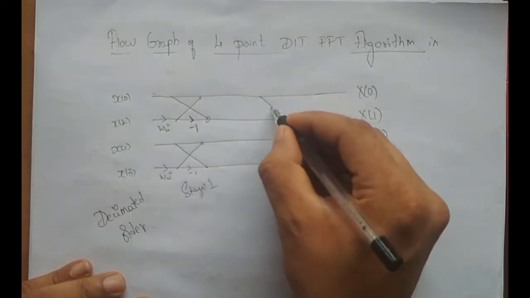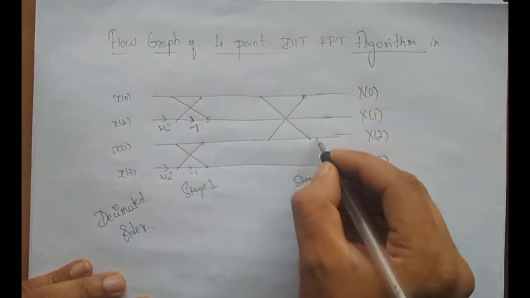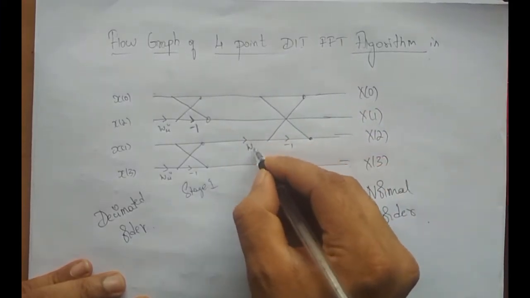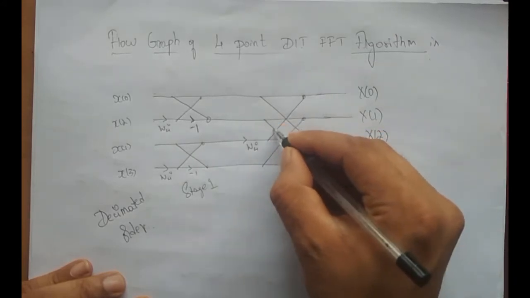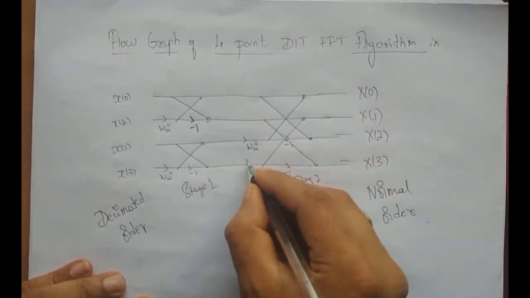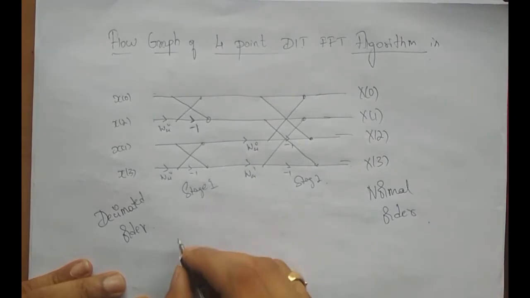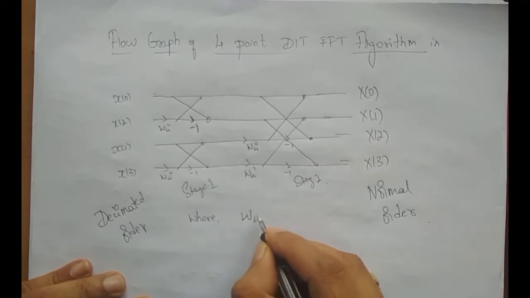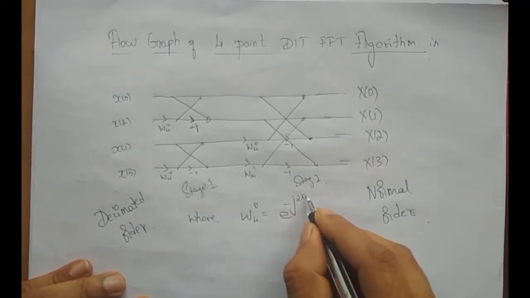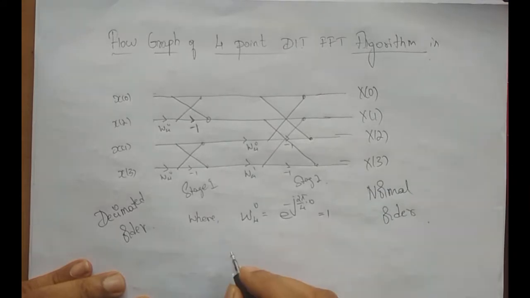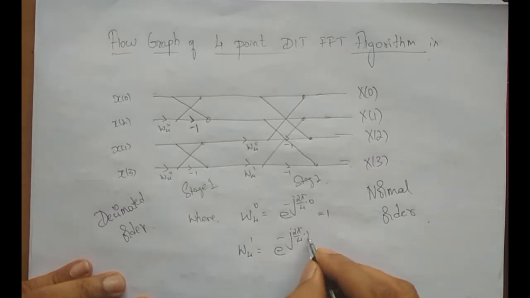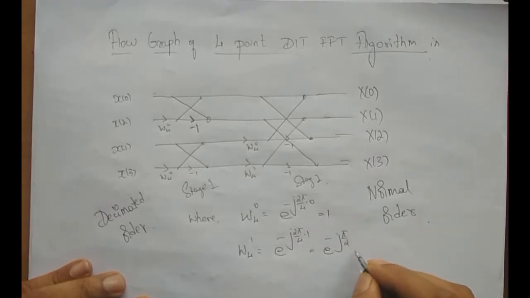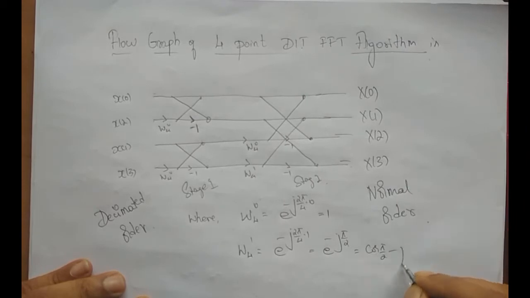Okay, and in the second stage, the butterfly is in between the first and third line. So here it is -1, here it is W4 power 0. And the butterfly between the second and fourth line: -1, and this is W4 power 1. Where W4 power 0 is e power minus j 2 pi by 4 into 0, this value is 1. And W4 power 1 is e power minus j 2 pi by 4 into 1, which is e power minus j pi by 2, equal to cos pi by 2 minus j sin pi by 2, which is equal to minus j.